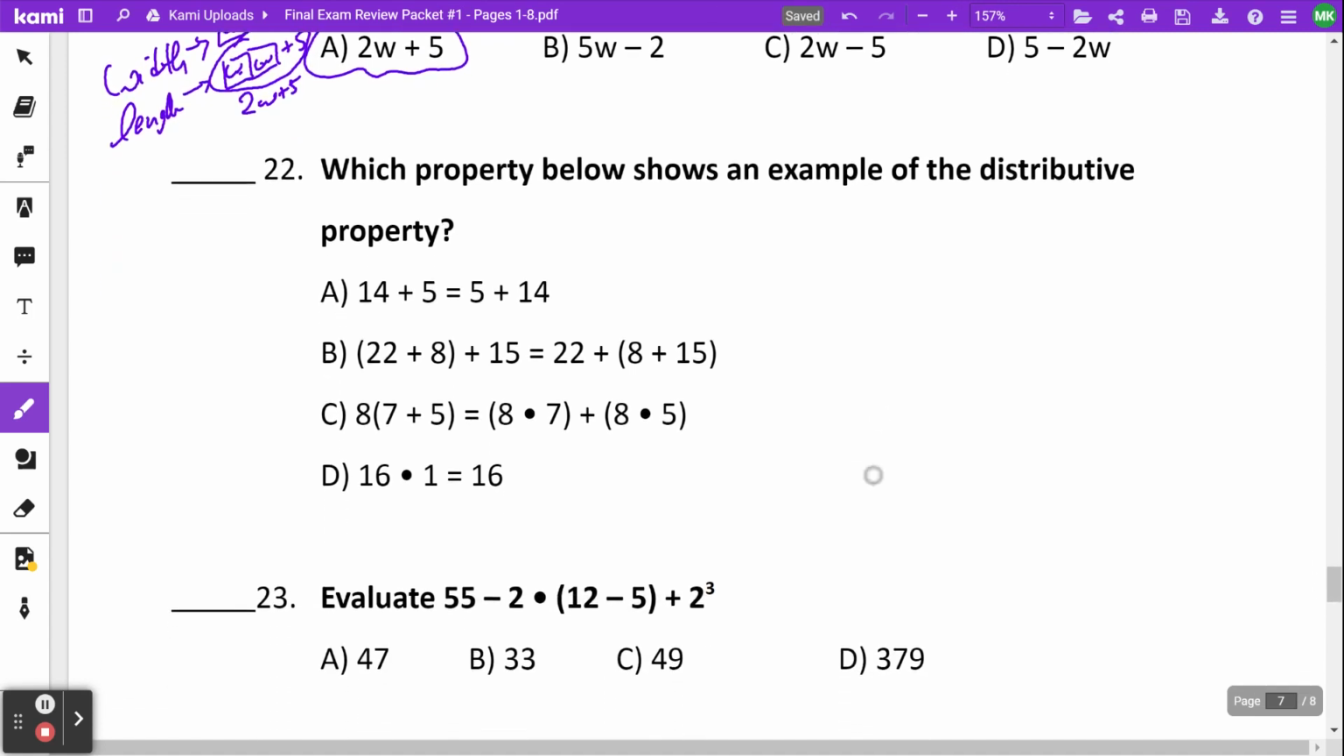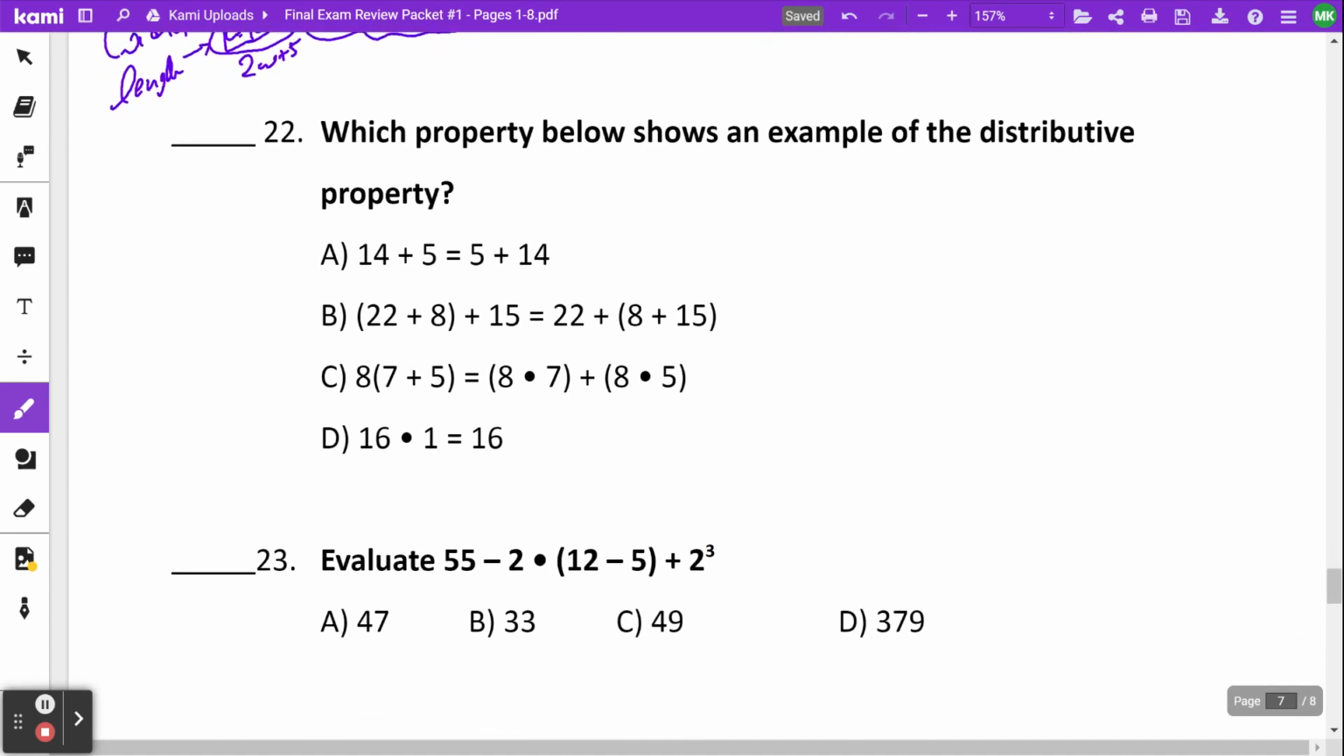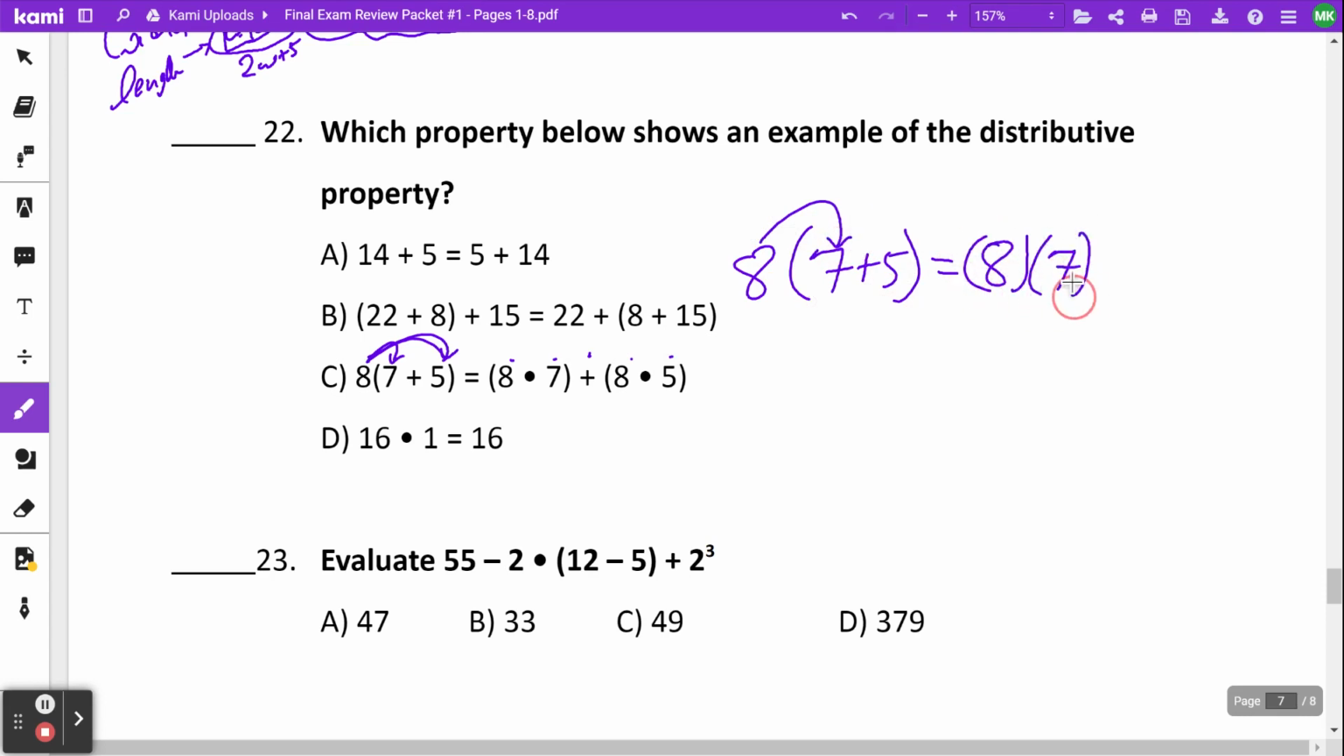Okay. Which one demonstrates the distributive property? Well, the distributive property is probably going to be this one, right? There's my 8 times 7, there's my plus, and my 8 times 5. So it's being distributed, right? Let's do that again so you can see what's up. So I distribute, meaning 8 times 7. You know me, I like to use parentheses. And then I distribute the 8 to the 5, like that, okay? And that's this guy.